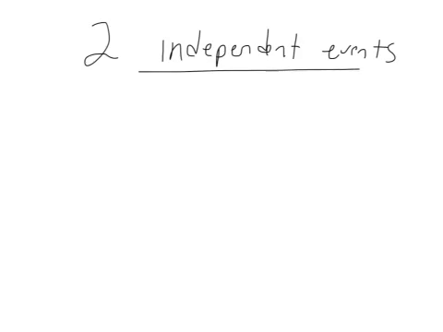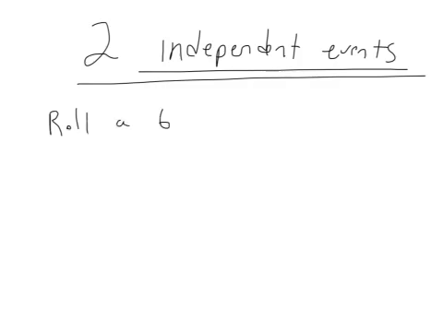Well, what if we have two independent events? Independent events meaning that the outcome of one does not influence the outcome of the other. If I have two independent events, roll a 6 twice. So I've got one die, and I roll it, and then I roll it again. What's the probability that I get two 6s?